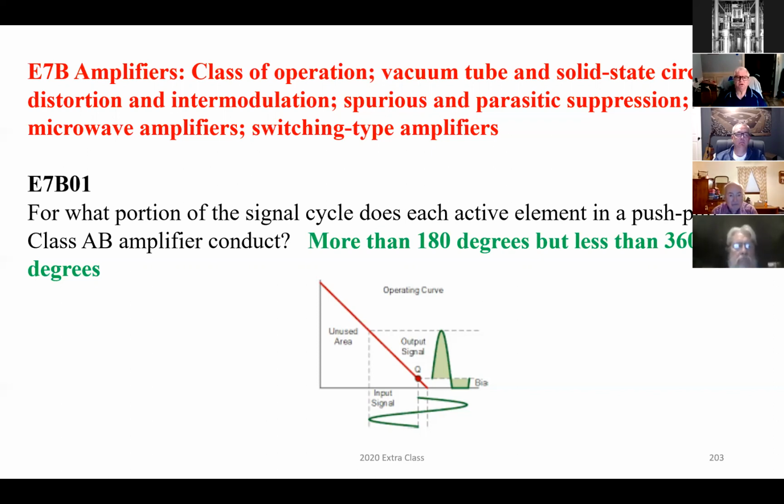Okay, the first question on this one is, for what portion of the signal cycle does each active element in a push-pull class AB amplifier conduct? That would be more than 180 degrees, but less than 360 degrees. And there you see the little drawing, the diagram of the signal waveform.